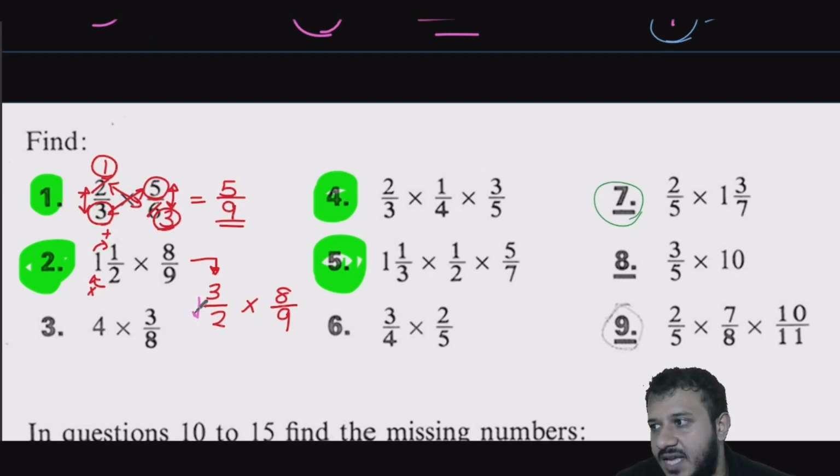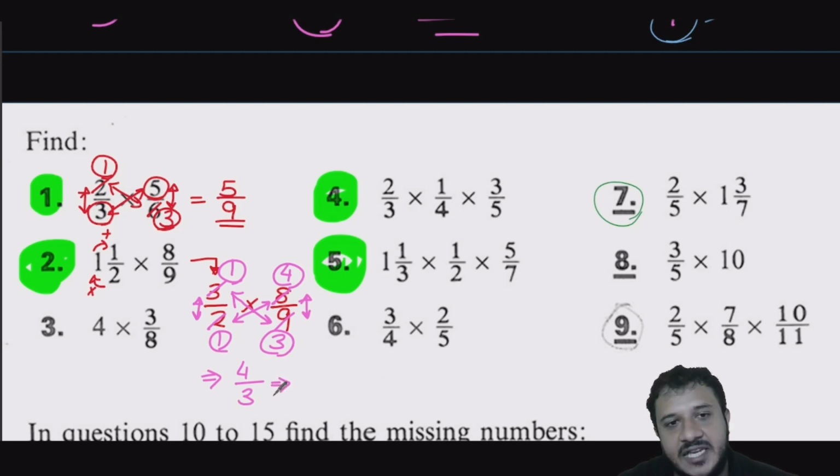3 and a 2, can we simplify? No. 8 and a 9? No. Then this 2 and 8? Yes. 2 times 1, 2 times 4. That's it. And then these 2? Yes, again. 3 times 1, 3 times 3. Anything else can I do? No. So then my final answer as a fraction, it will be 1 times 4, which is a 4. 1 times 3, which is a 3.